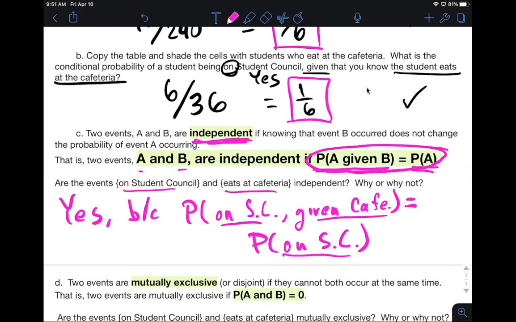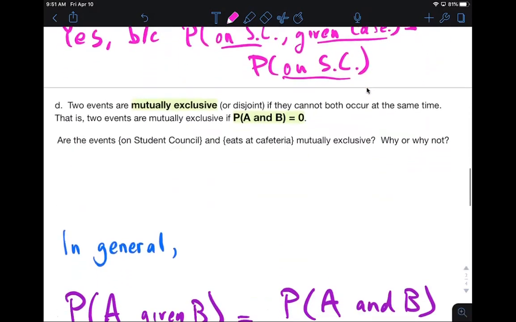Okay. Part D of this problem introduces yet another little phrase for you: mutually exclusive. Fortunately, in the math context, that means exactly the same thing that it means in a general language sense. Two events are mutually exclusive, or disjoint, if they cannot both occur at the same time. That is, two events are mutually exclusive if the probability of A and B equals 0. Okay, and I'm going to answer this question: are the events on student council and eats at the cafeteria mutually exclusive?